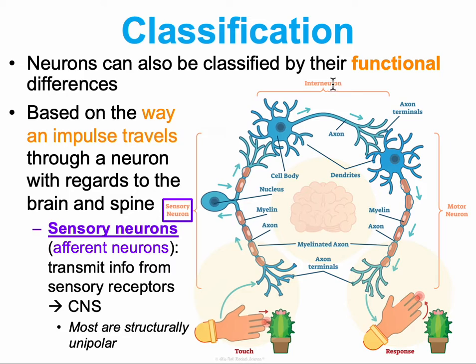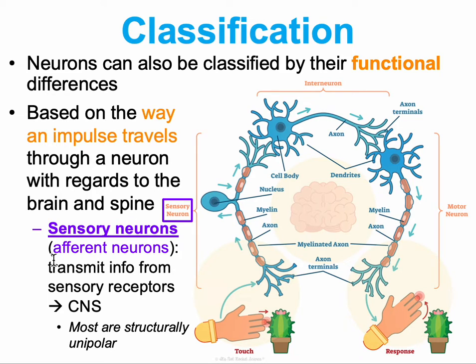But we also have functional classifications, and that first type of functional classification we have is based on the way an impulse travels. So it can travel through the neuron, and it's going to be important to see how it reacts in terms of the brain and the spine as well.